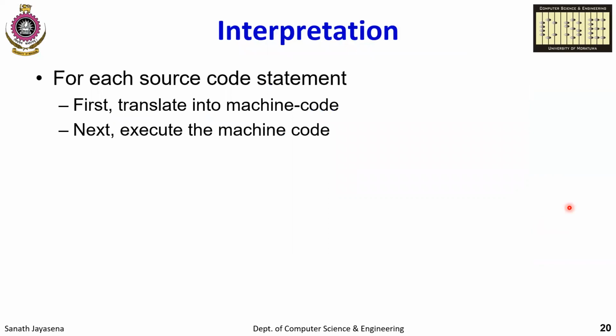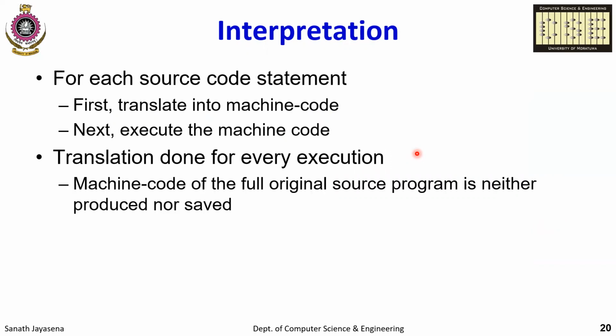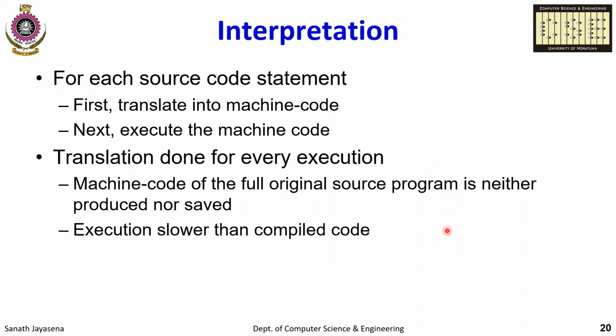So the description is here. For each source code statement, first translate it into machine code, next execute that machine code. Translation happens every time you execute. And the machine code of that full original source program is neither produced nor saved. That's very clear.